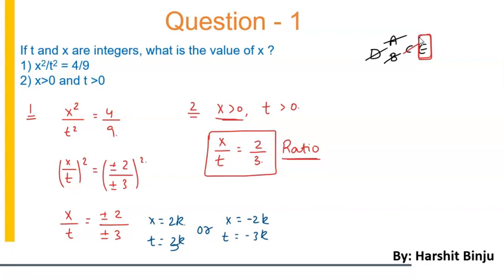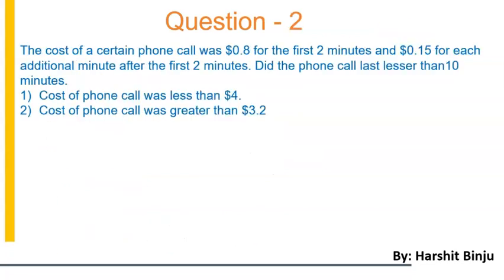All right, let's move on to the next one. Pause the video if you want to try this question before I solve it. The cost of a certain phone call was $0.8 for the first 2 minutes and $0.15 for each additional minute after the first 2 minutes.